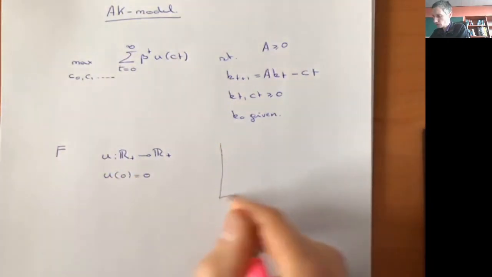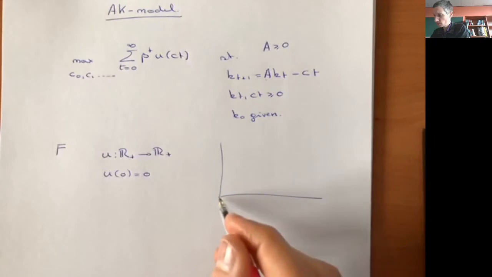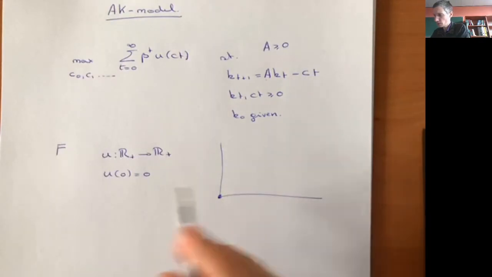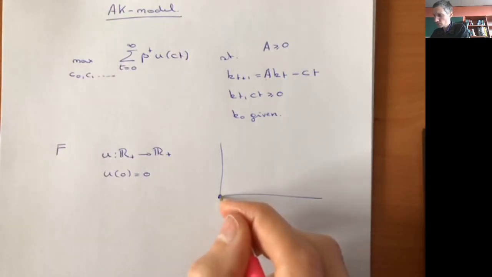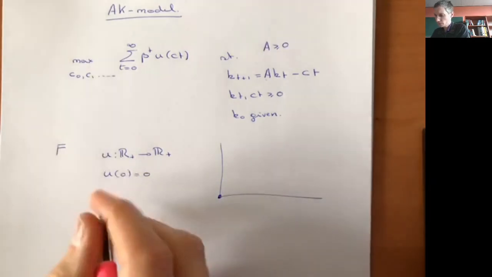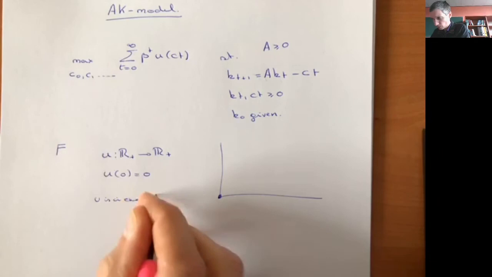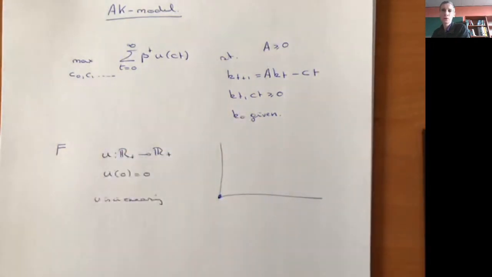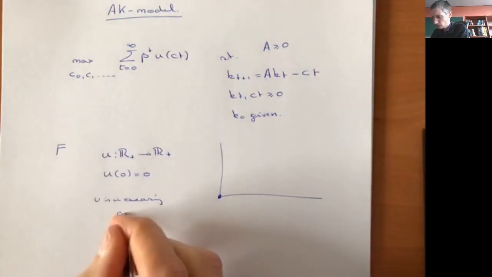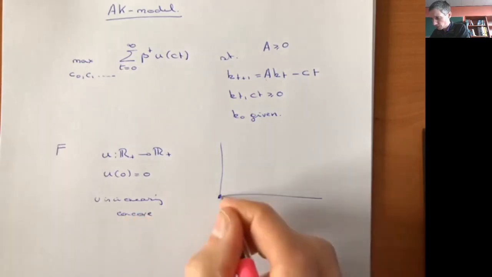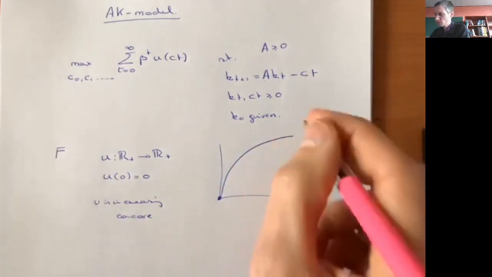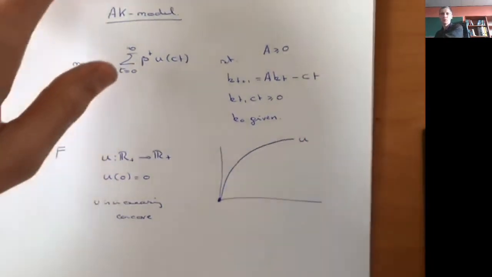Okay, so the utility function looks like this. It starts at 0 and it's non-negative. And we're going to assume that it's increasing. Okay, so it goes up. The more you get, the more utility you have, and that it's concave. Okay, so it looks something like this. Okay, so these are the assumptions that we're going to impose.